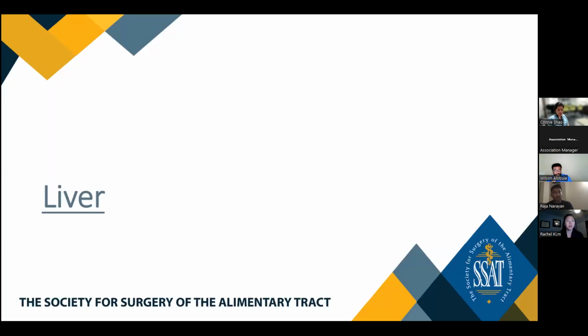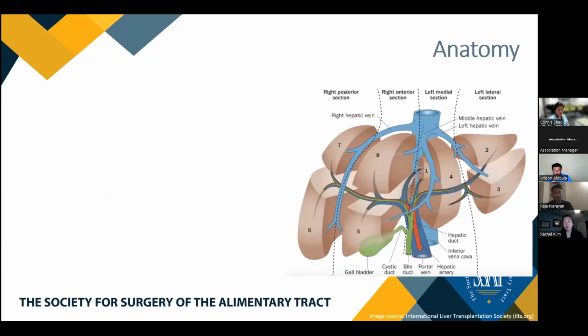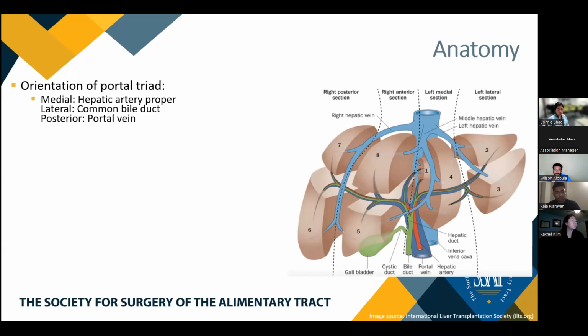So we'll start with liver, going straight to anatomy. I think the senior residents will know this anatomy very well, but it's definitely highly testable to know the 8 numbered segments of the liver, but also the orientation of the portal triad.